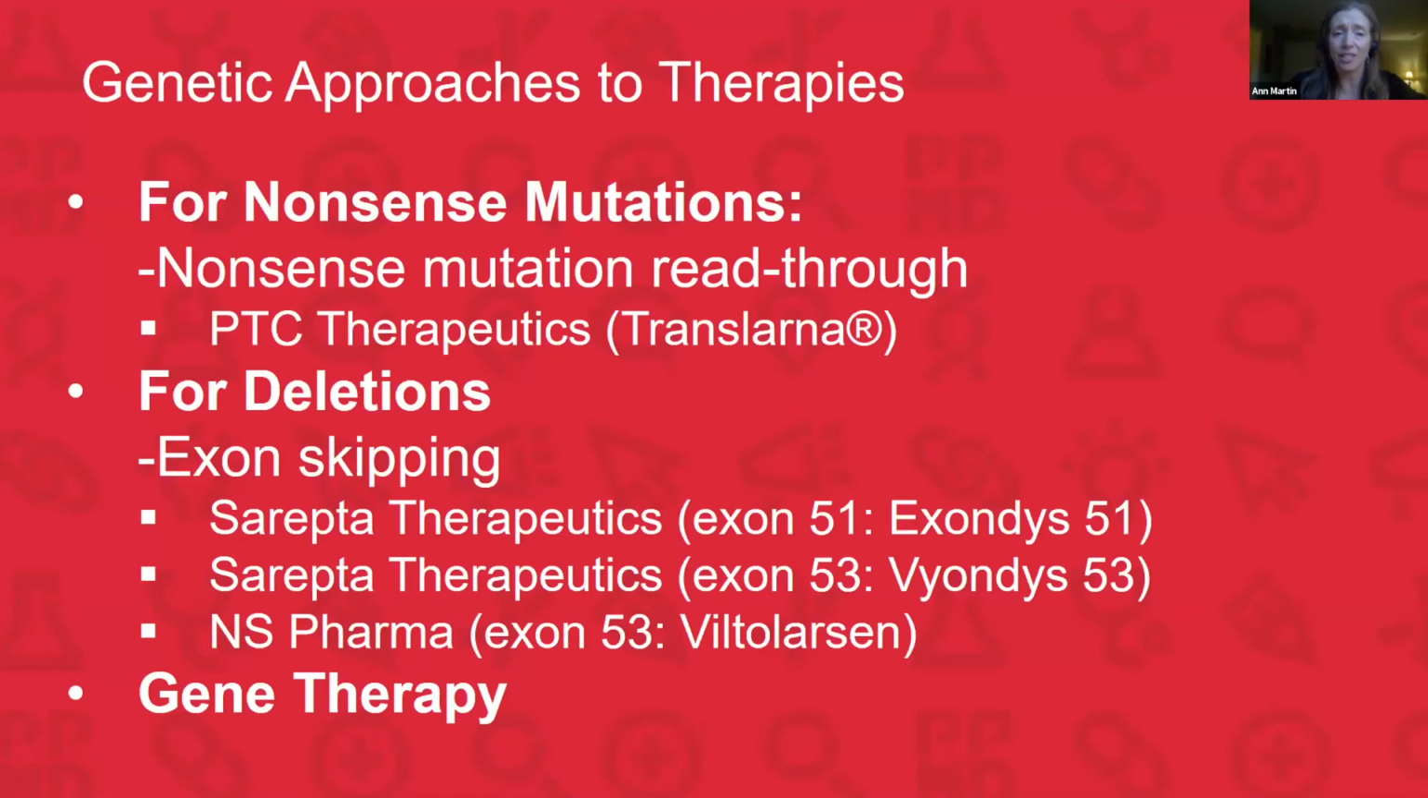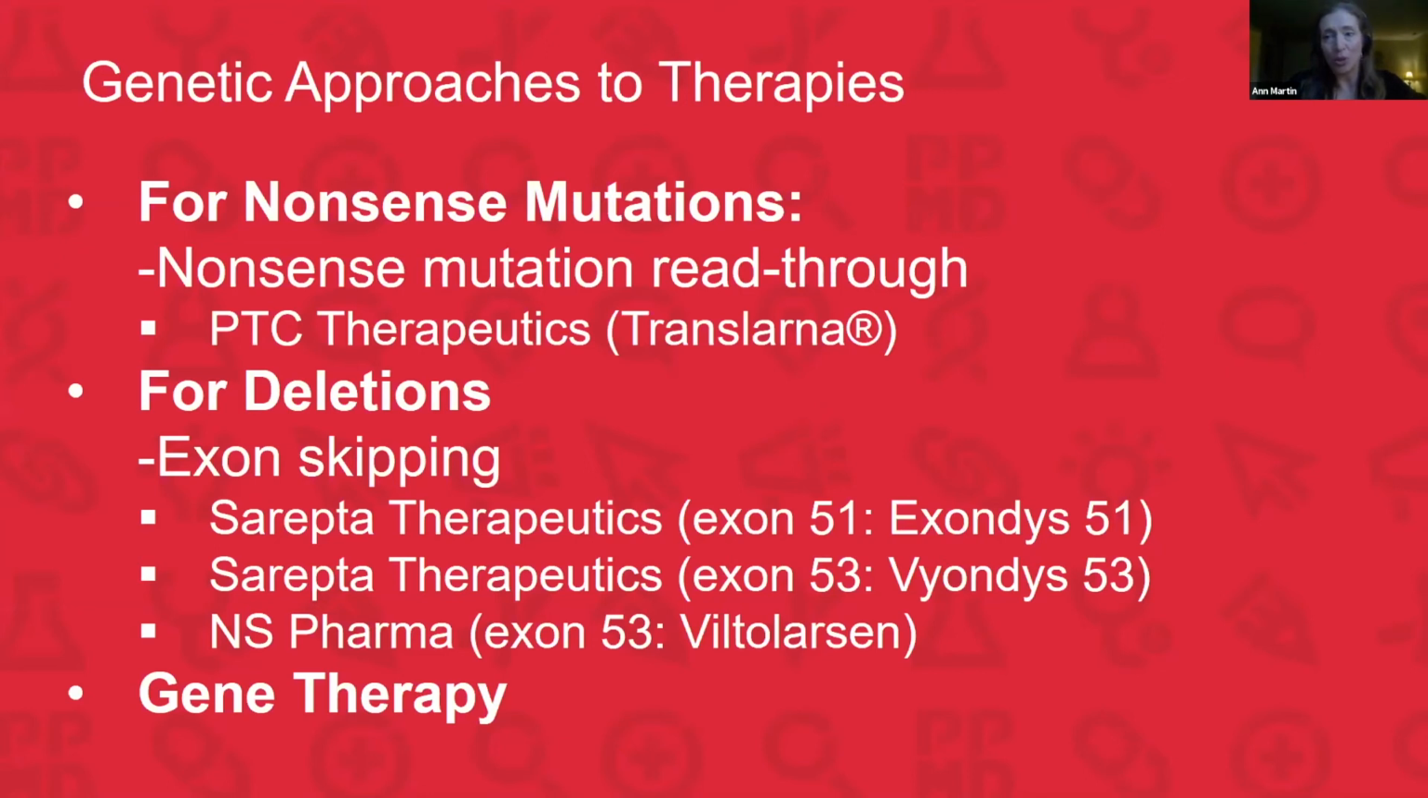Again, for deletions, I've already mentioned exon skipping. Sarepta Therapeutics has two approved products for exon skipping, and NS Pharma has a product that is going through the approval process right now. I imagine Eric in the next talk is going to be talking more about these things, so I'm not going to spend any time here, but I also want to mention the gene therapies, which is really exciting. We have several gene therapy trials going on now.